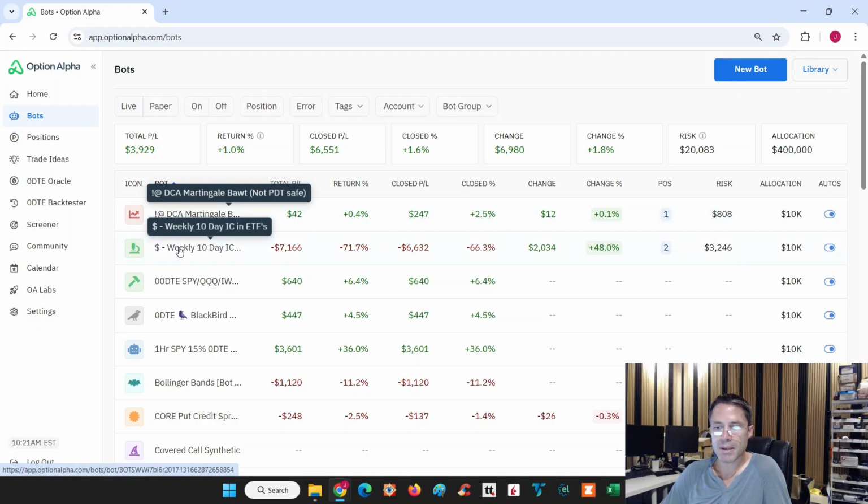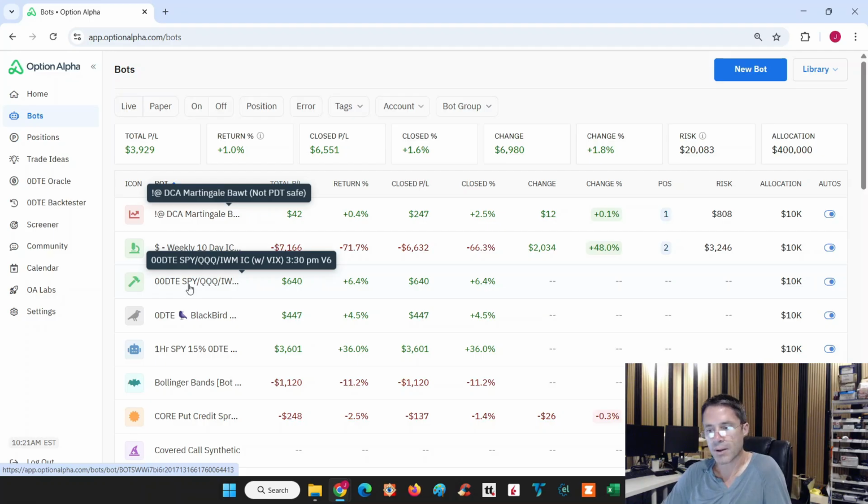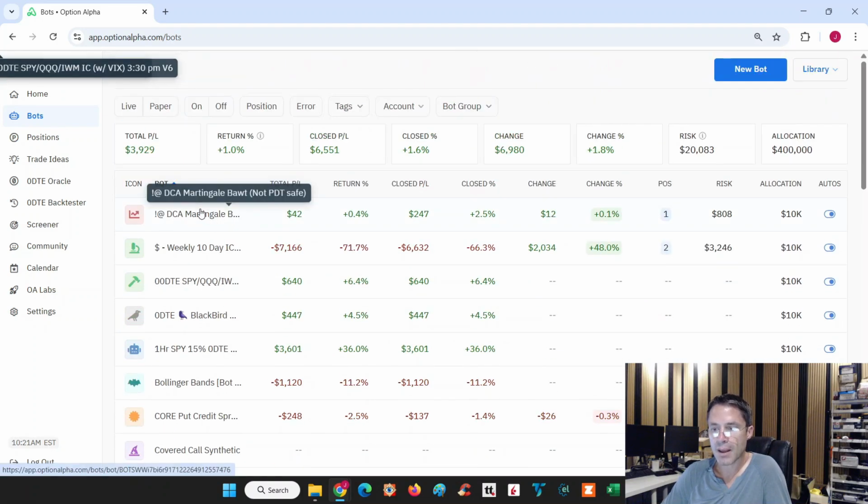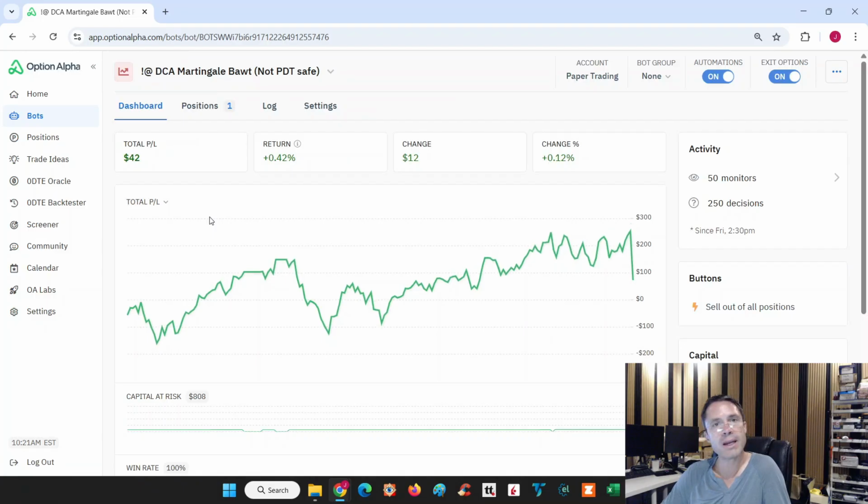This, by the name, is 10-day weekly iron condors in the ETFs. This is a 0 DTE SPY, QQQ, and IWM iron condor. Another 0 DTE iron condor setup. Basically, lots of different strategies. And then you can click into them, and you can see the trades, the positions, the P&L. And so this is this one.